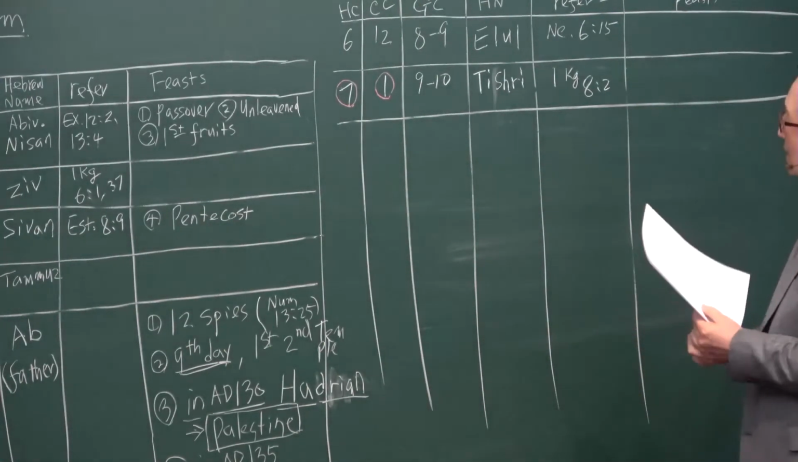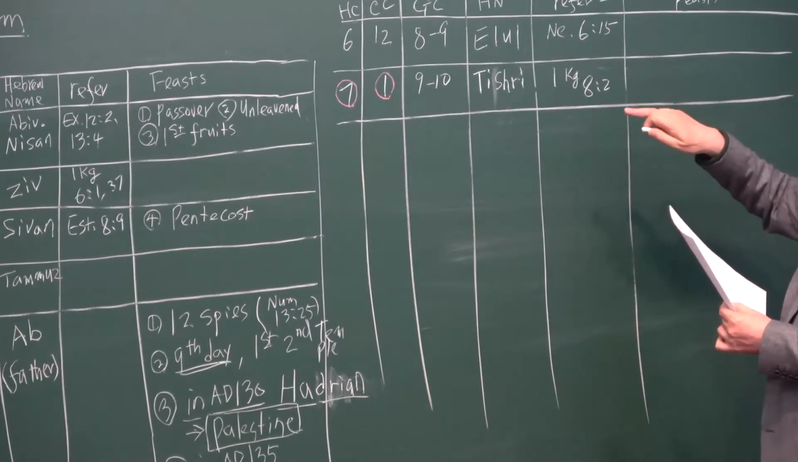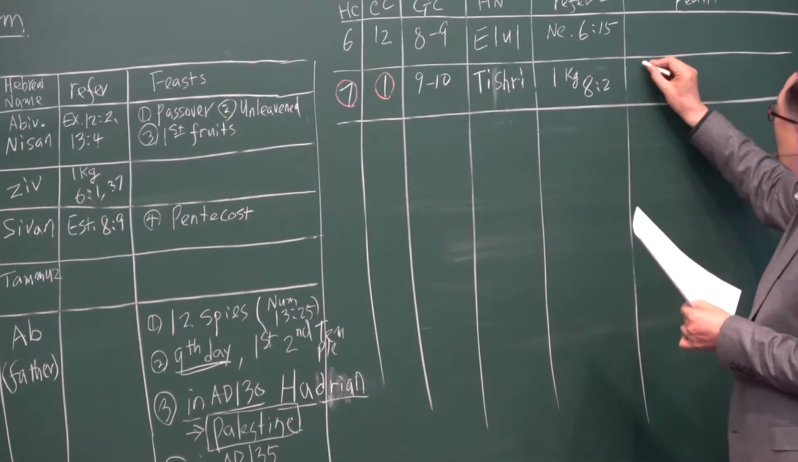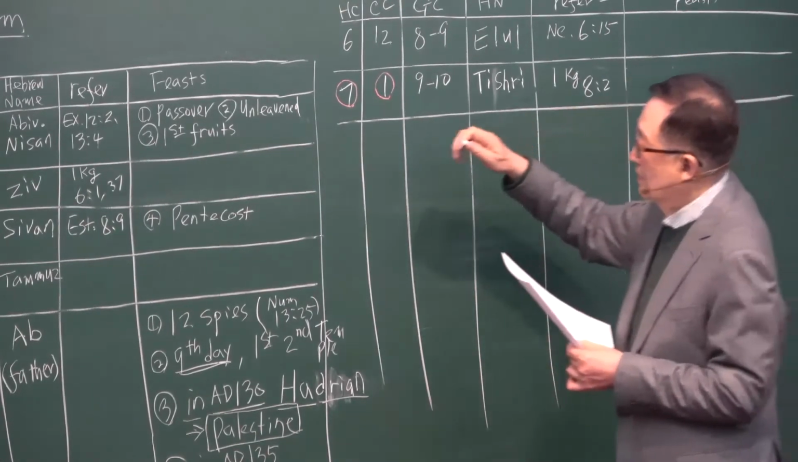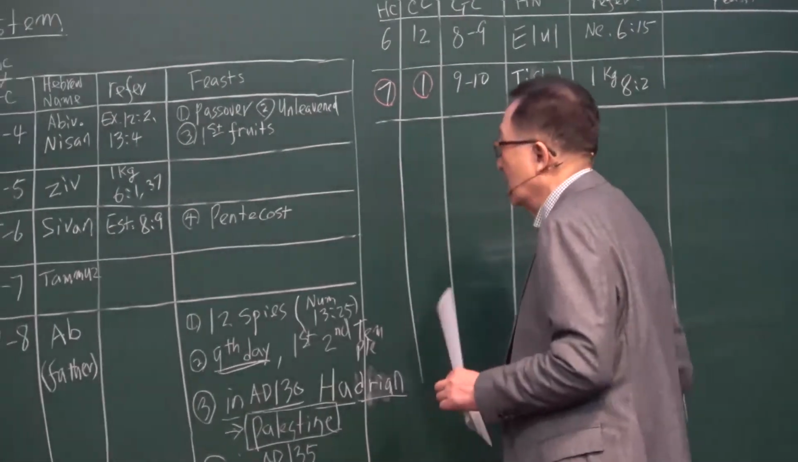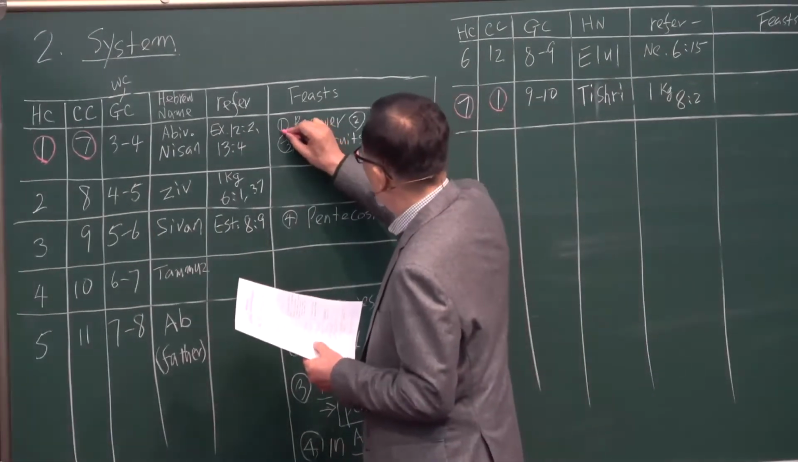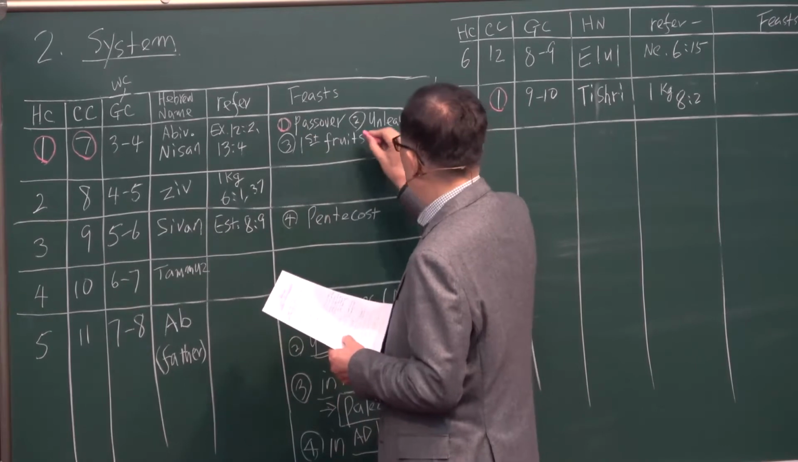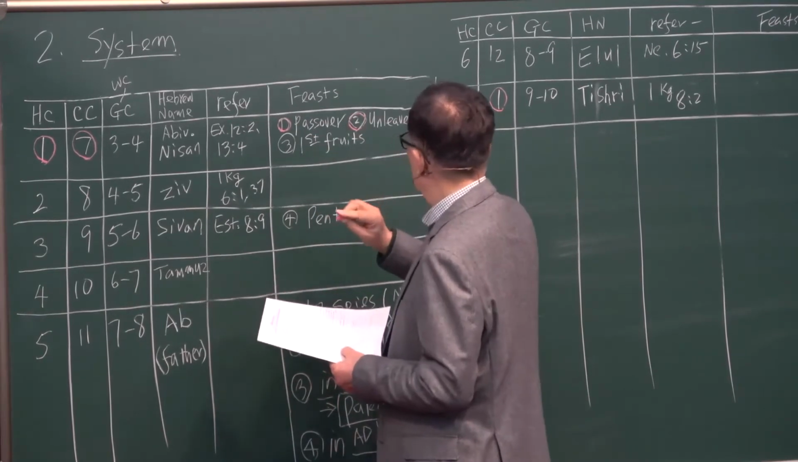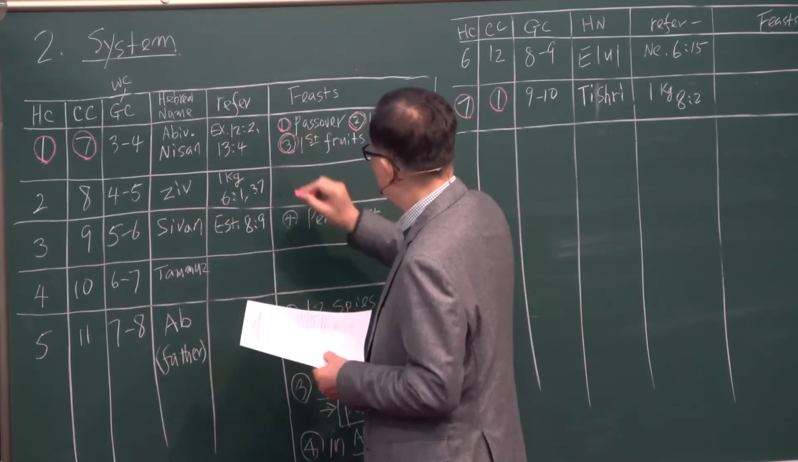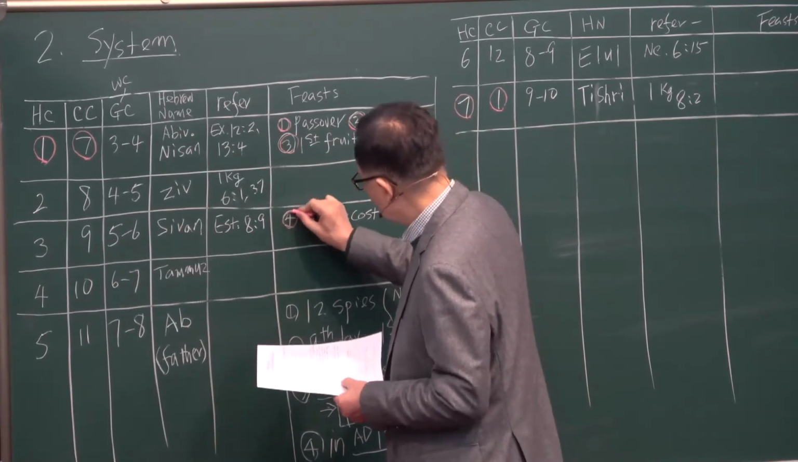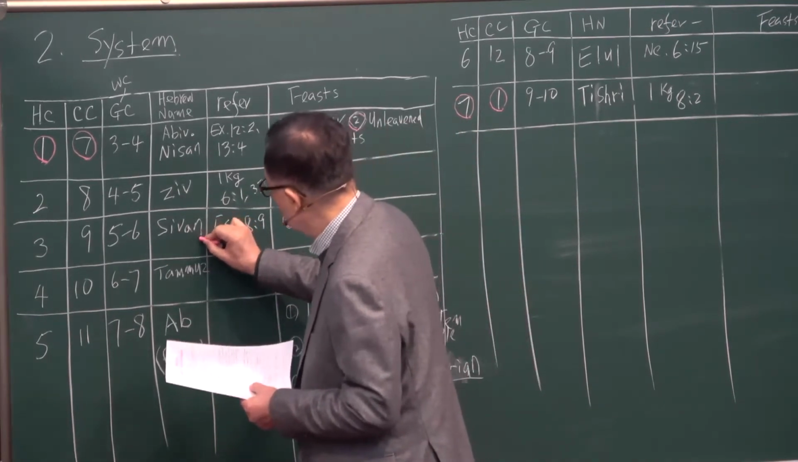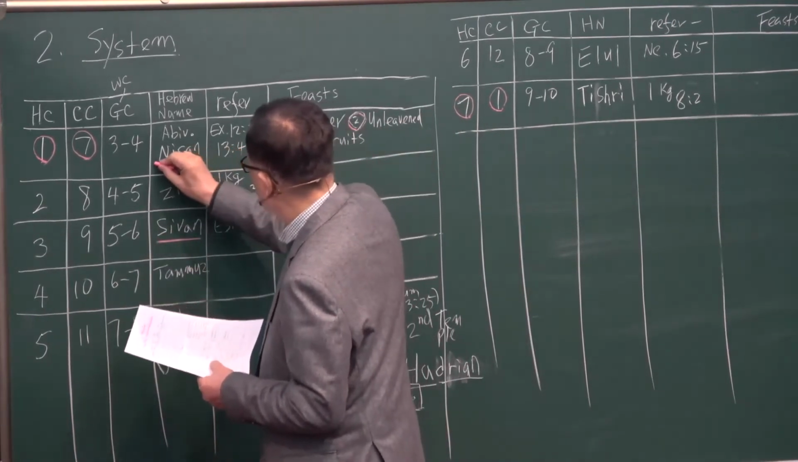Now here, this month, remember here, you have Feast of Passover, Feast of Unleavened Bread, Feast of First Fruit, now Feast of Pentecost. Here is Sivan and Nisan.